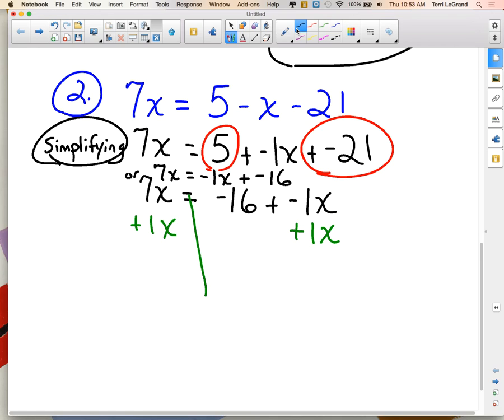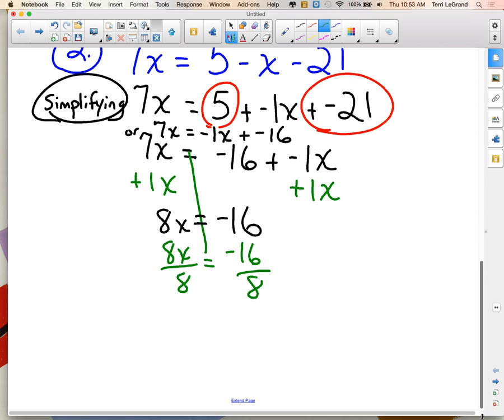7x plus 1x classes, and -16 doesn't have anything to do but come on down. What are we gonna divide by? 8. So 8x is gonna get divided by 8, and -16 is gonna get divided by 8. X equals, and the solution is, okay.